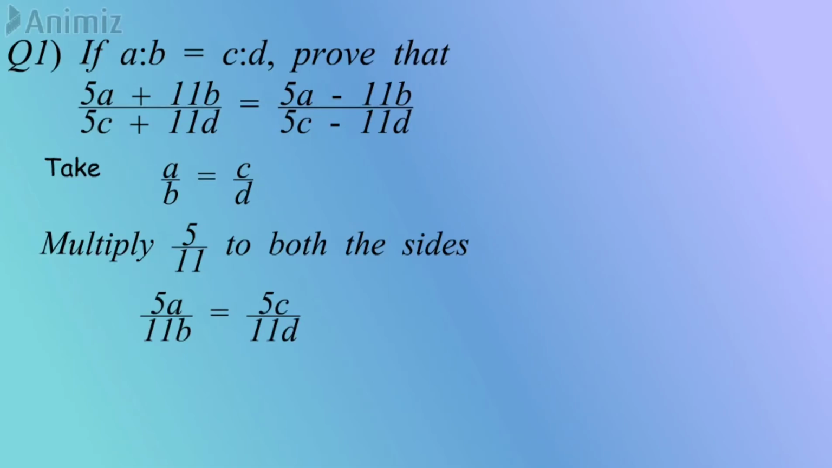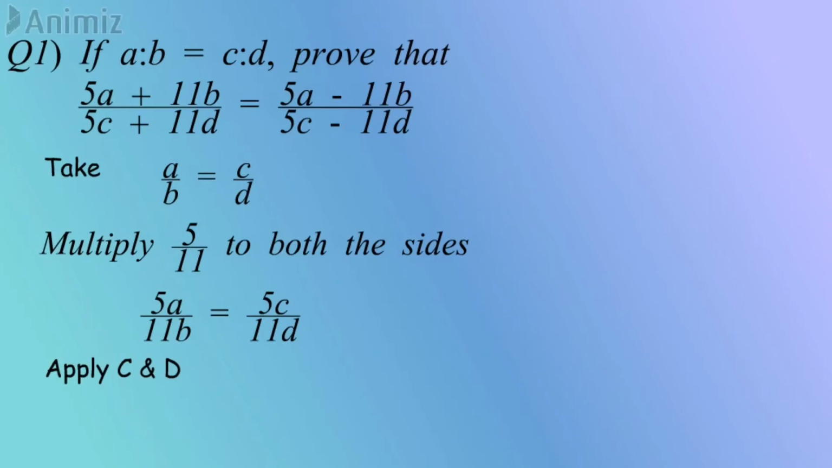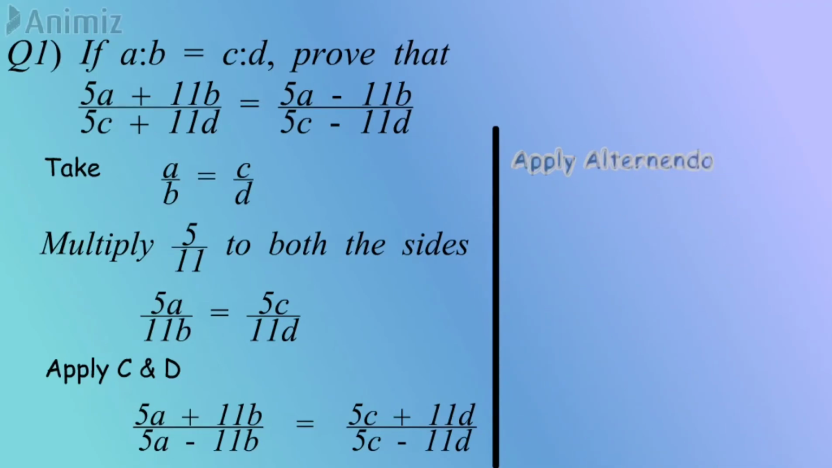Now apply componendo and dividendo to this part. So when you apply componendo and dividendo, what you will get, students? 5A plus 11B. But when you just look at the proof, we require 5C plus 11D on the left hand side. So you can interchange the denominator of left hand side with the numerator of the right hand side. For that, which property you have to apply, students? Alternando. So just apply alternando to this.